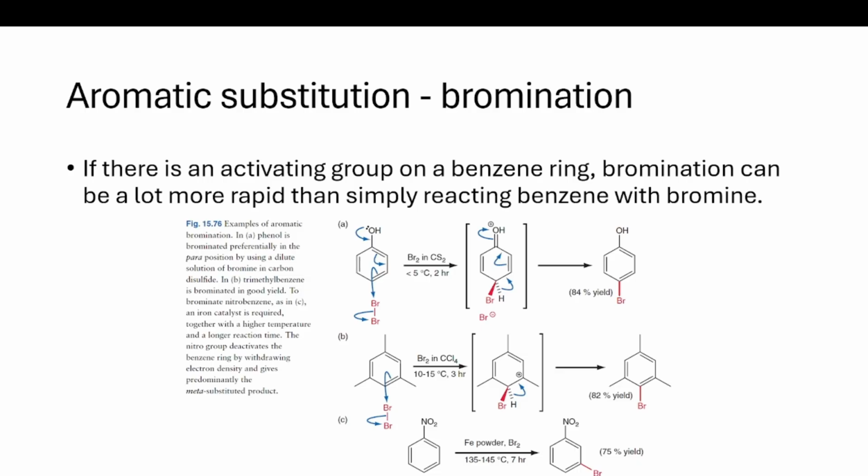Going on, I want to talk about bromination. And so, if you just have plain benzene, and you react it with diatomic bromine, not much is going to happen. But if you have some sort of activating group on a benzene ring, say for example an alcohol, then bromination can be a lot more rapid.